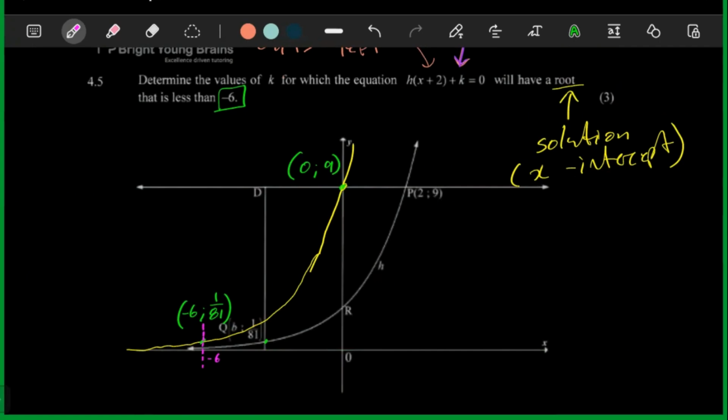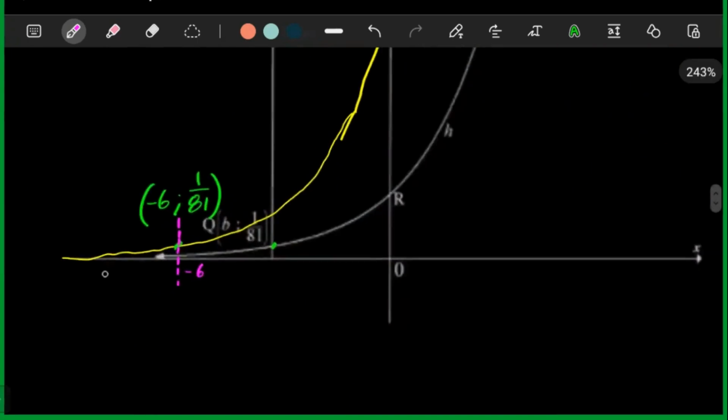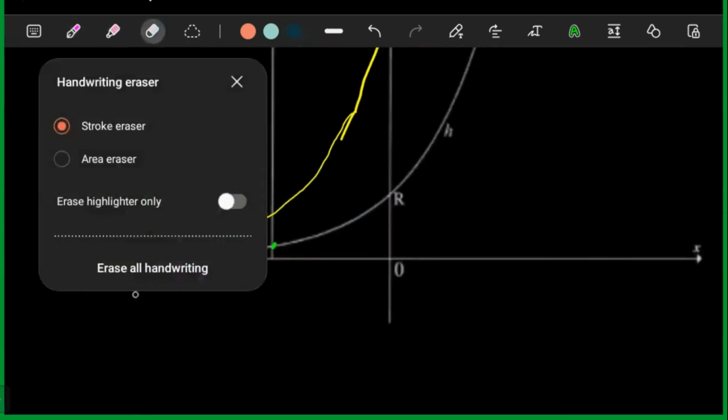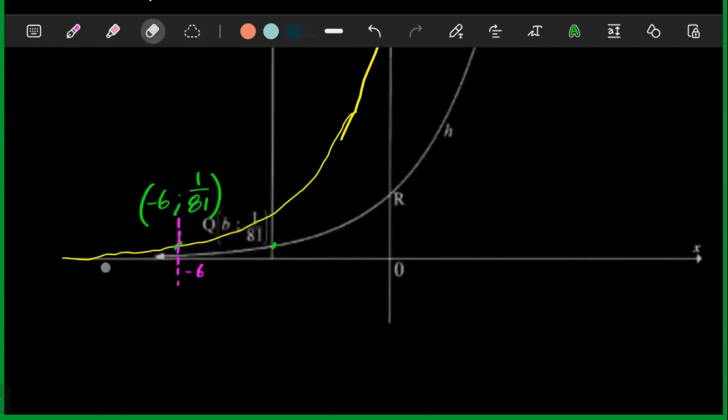What I mean is, if you're to move this graph upwards, there's no way it will have an x-intercept. You see? So for you to have an x-intercept, you have to move it downwards. But the fortunate thing is, if you move this graph any amount of units downwards, it will already start to have x-intercepts that are below -6.